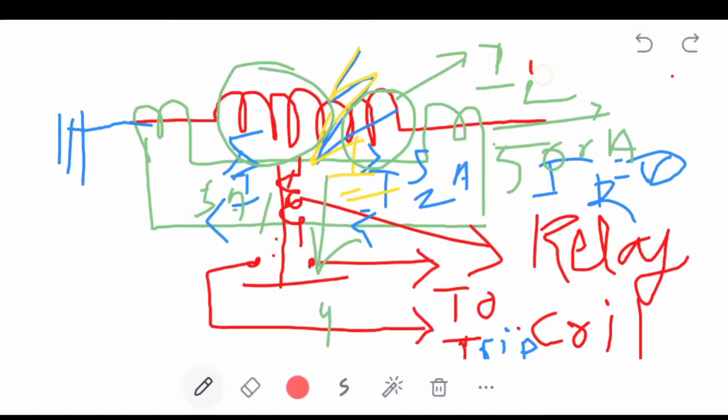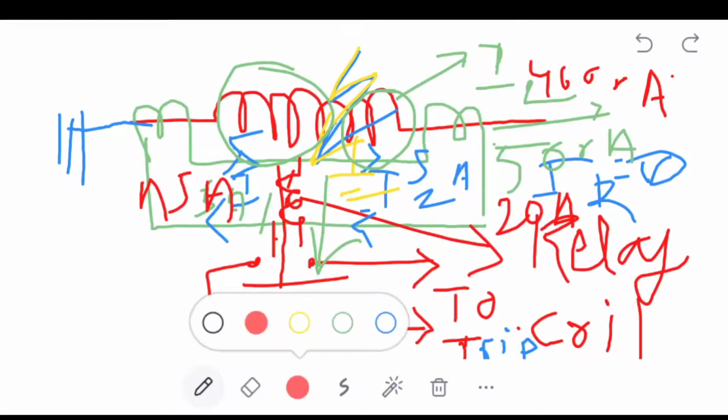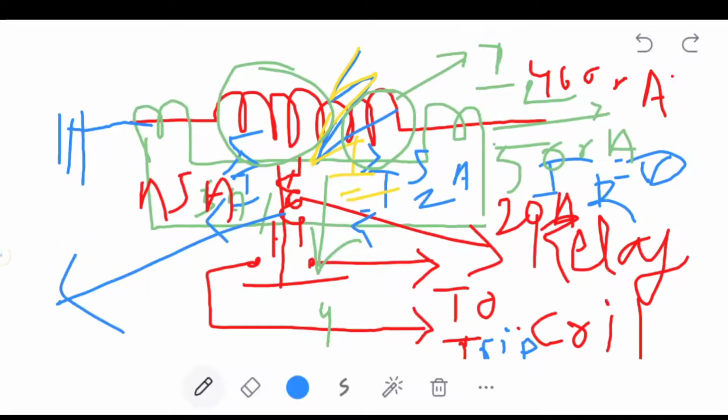When the fault current reaches 4000 amperes, what is the secondary current of the CT? For 1000 amperes it is 5, so for 4000 amperes, 4 times, 20 amperes will flow. And here, where there is no fault, it is 5 amperes. Now the difference in current is there: 20 minus 5 is 15 amperes, which will flow through the relay coil.